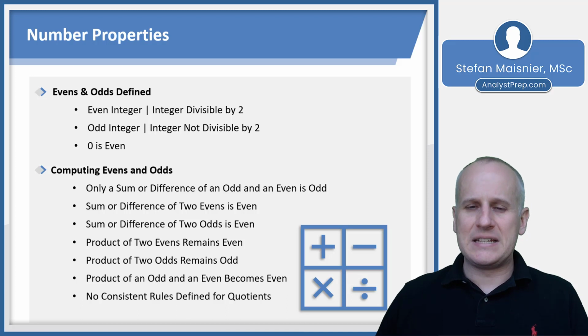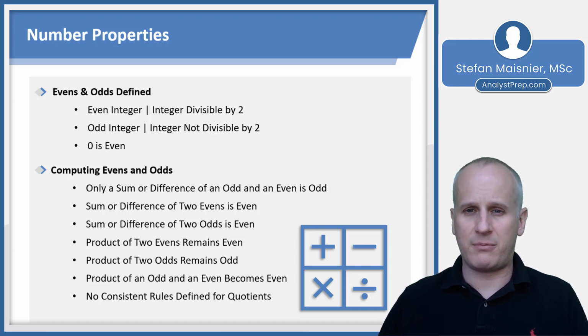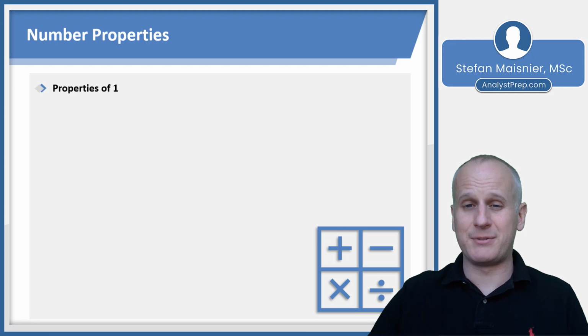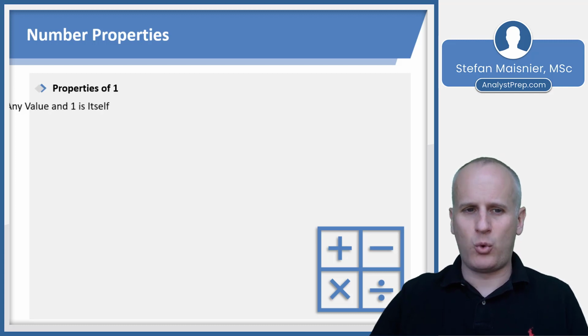There aren't any consistent rules that we really want to go into as far as quotients go, because remember that your quotients may or may not be integers depending on the factors that are within your numerator and denominator when combined. Now, let's just talk about some properties of the unique integer 1.